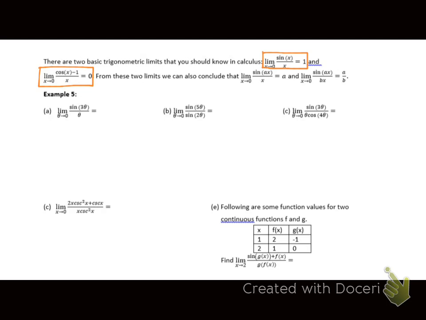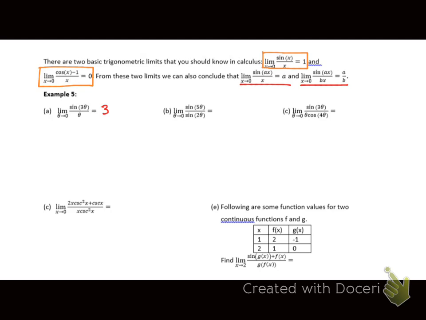Now, when you're doing the sine of x over x, notice, if we go over here, right below it, if it's sine of ax over x, it's just a. And if it's sine ax over bx, it's a over b. And so those are just some variations of that rule. Now, let's go ahead and use it. Well, let's look at a. A is the limit as theta approaches 0 of sine of 3 theta over theta. That's just sine of ax over x, where a is 3. So the answer is 3. Done. Makes life very easy.